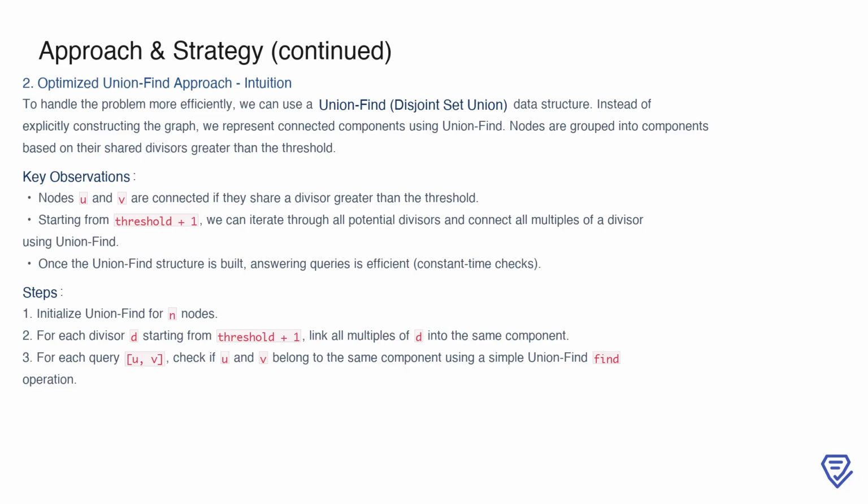Once the union find structure is built, answering queries becomes highly efficient, as we can simply check if two nodes U and V belong to the same component using the find operation, which runs in nearly constant time. The steps are straightforward. Initialize union find for all n nodes, link all multiples of each divisor greater than the threshold, and finally, process each query to verify connectivity between nodes. This drastically reduces the computational overhead compared to the brute force method.